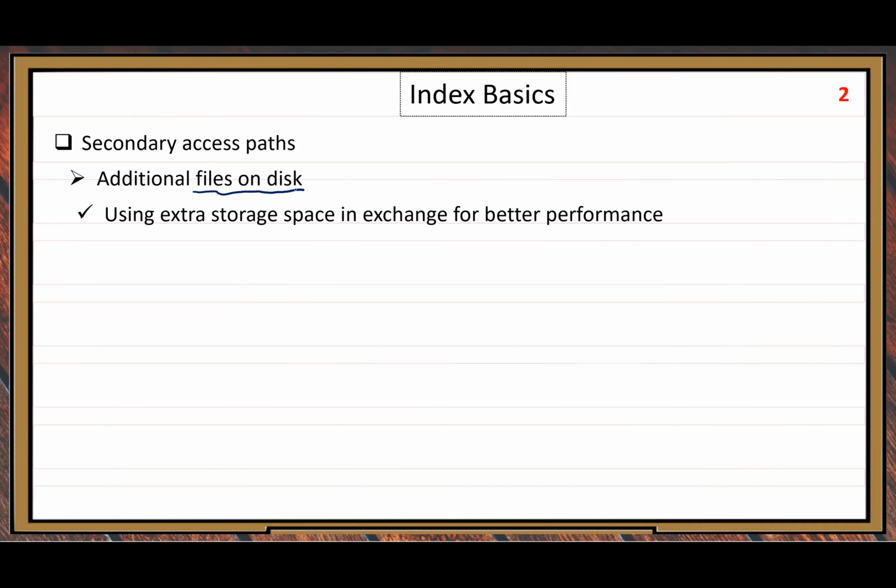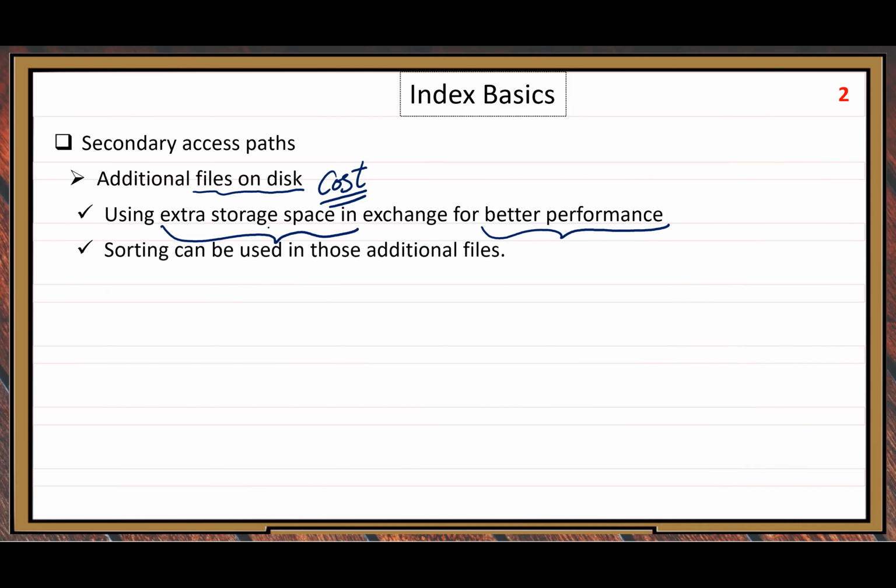Using extra storage space in exchange for better performance. This extra space is the cost you need to pay. Nothing is free, right? You want to enjoy fast performance, but this nice result is not free. You have to pay. So what is the pay? You need to use extra storage space. That's the cost you need to pay.